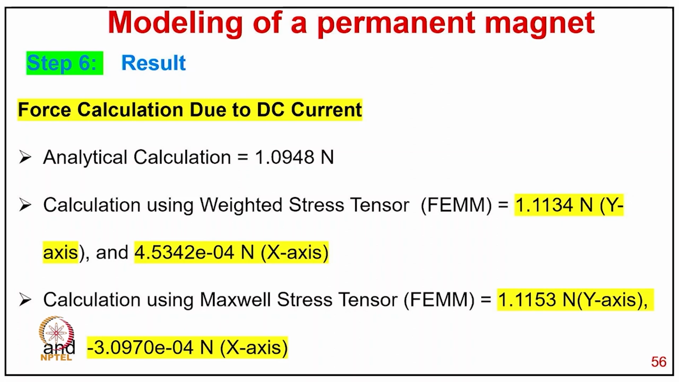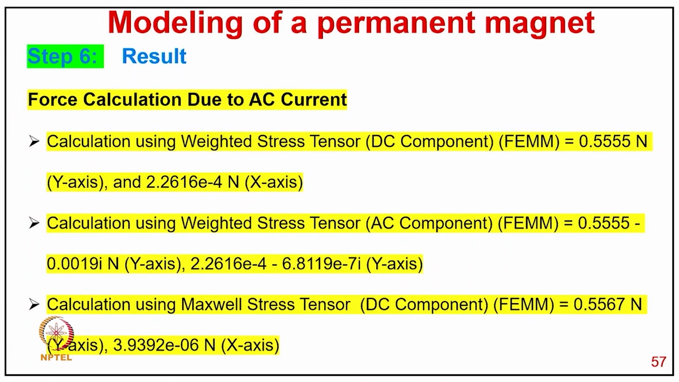The force calculation due to the DC current: the analytical calculation is 1.0948 Newton. Calculation using the Maxwell stress tensor FEM gives 1.1134 for the y-axis and 4.5342 into 10 power minus 4 Newton in the x-axis. Another calculation of the Maxwell stress tensor gives 1.1153 through the y-axis and minus 3.097 into 10 power minus 4 in the x-axis.